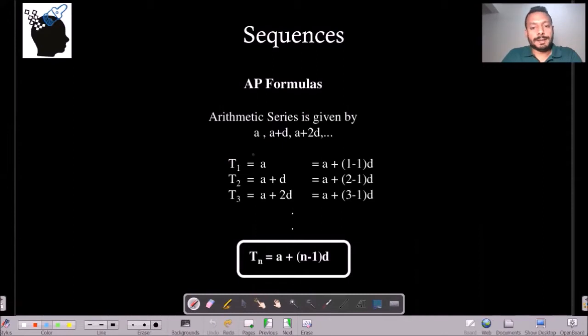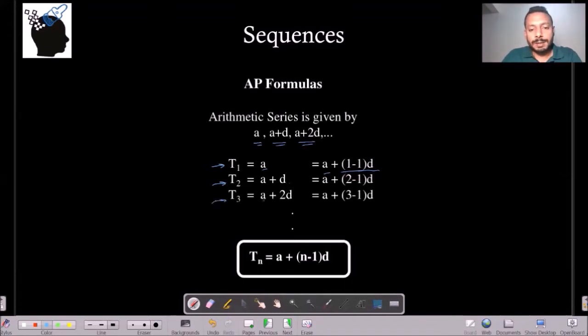So if we try to write this series in a generic form, let's say the first term is A and we add a number D to the first term to get the second term as A plus D and the third term as A plus 2D and so on. Now let's look at all the terms in sequence. So the first term, which can be written as T1, is nothing but A, and it can be written as A plus 1 minus 1 times D, which is nothing but A plus 0D or A itself. The second term is A plus D, and it can be written as A plus 2 minus 1 times D, which is nothing but A plus D.